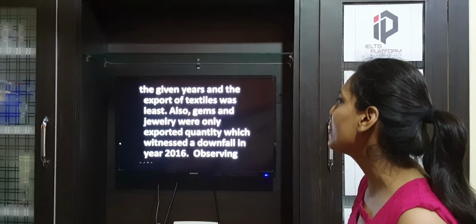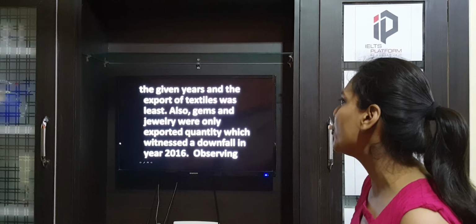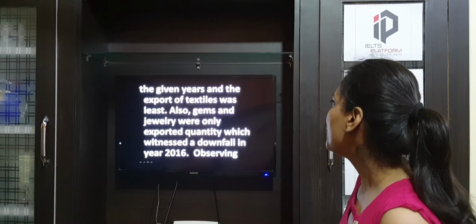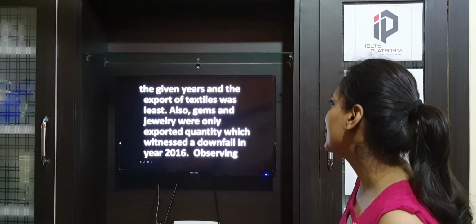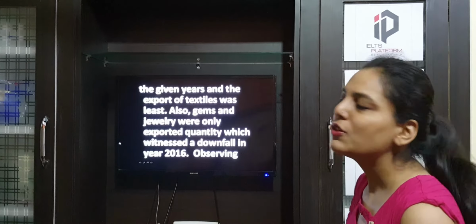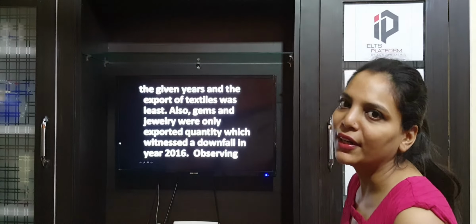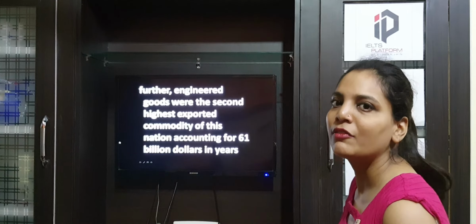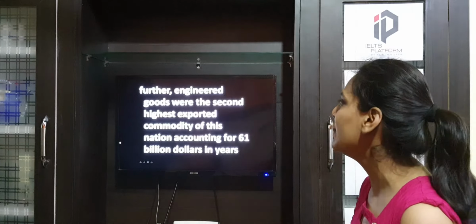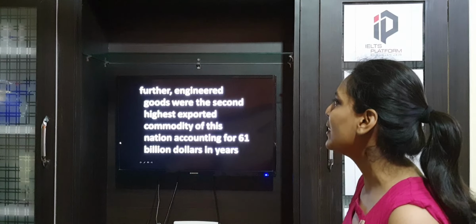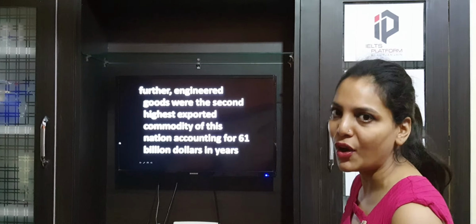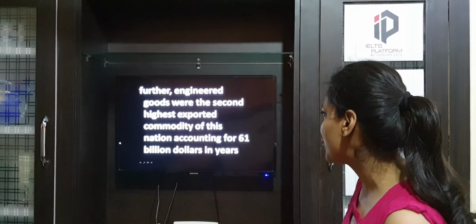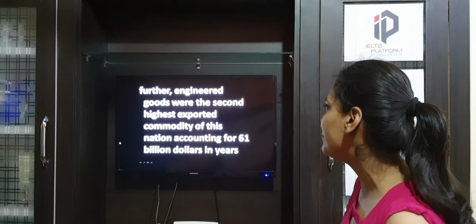Also, gems and jewelry were the only exported commodity which witnessed a downfall in year 2016. Yes. So gems and jewelry was the only product which had a fall in the amount of exports in year 2016. Next, observing further, when we see the graph further, what we can see: engineered goods were the second highest exported commodity. We saw that in the graph of this nation, accounting for $61 billion.